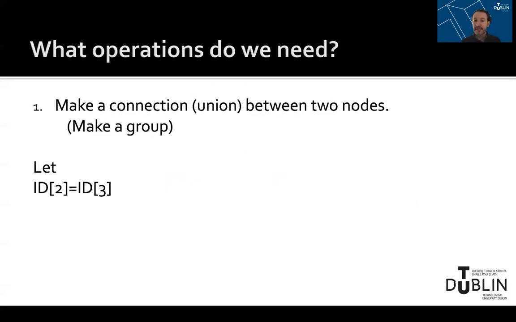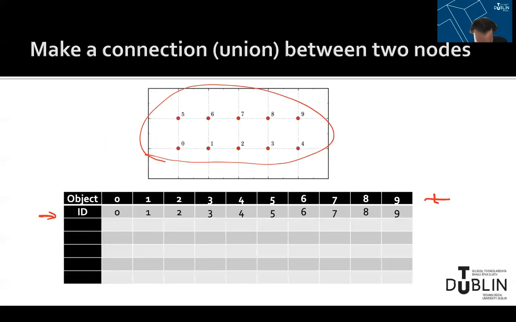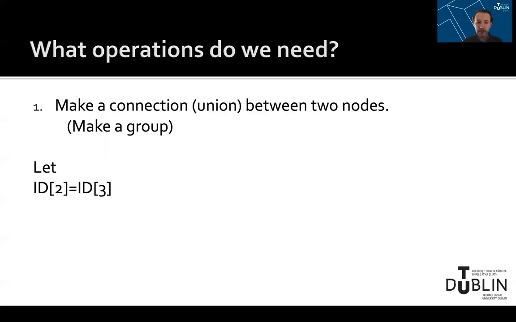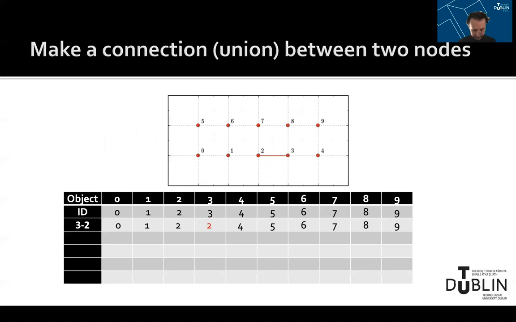So let's make a connection. I want to connect ID 2 and ID 3. So that means I want to connect these two nodes. So how do I do it? Well, I just let the IDs be the same. So here, I've connected them. And now I've changed my ID.